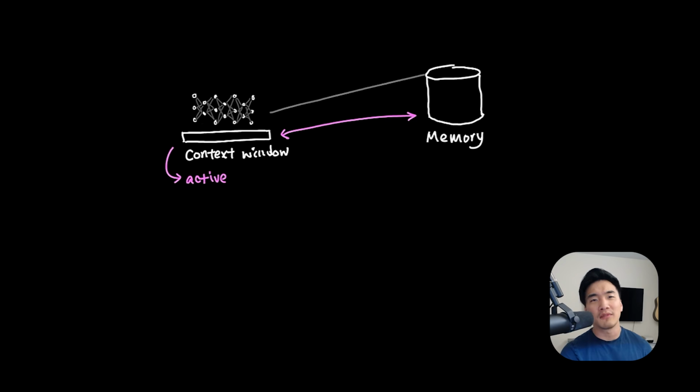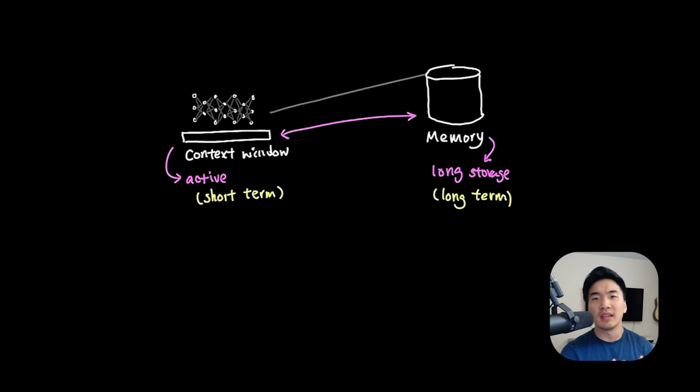Context is active. It is what the model sees during the current forward pass. But memory is different. Memory is information that is stored outside of the model that may or may not be used later on. So the key idea is that short-term and long-term memory live in different places.